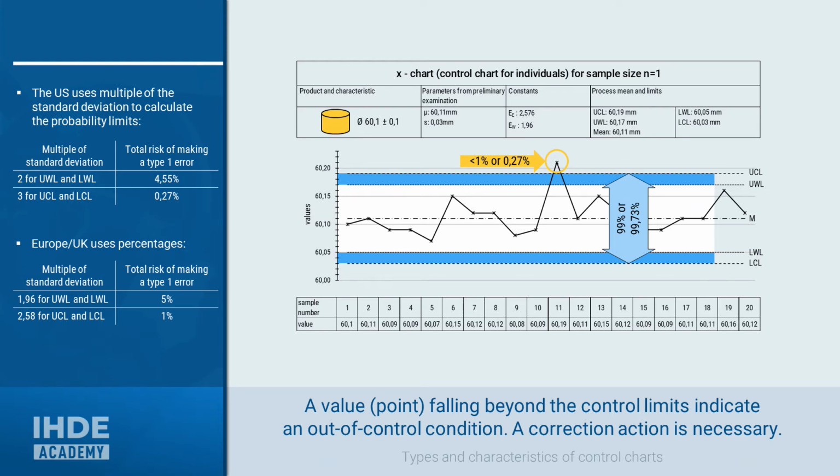3 times the standard deviation is used for the control limits. This results in a probability of only 0.27% for a control limit to be violated. In Europe or the UK, the probability of violating the warning limits is set at 5%, and the probability of violating the control limits at 1%. You should remember that the probability that a control limit will be violated is in any case less than 1%, and that such an event indicates an out-of-control process that requires intervention.